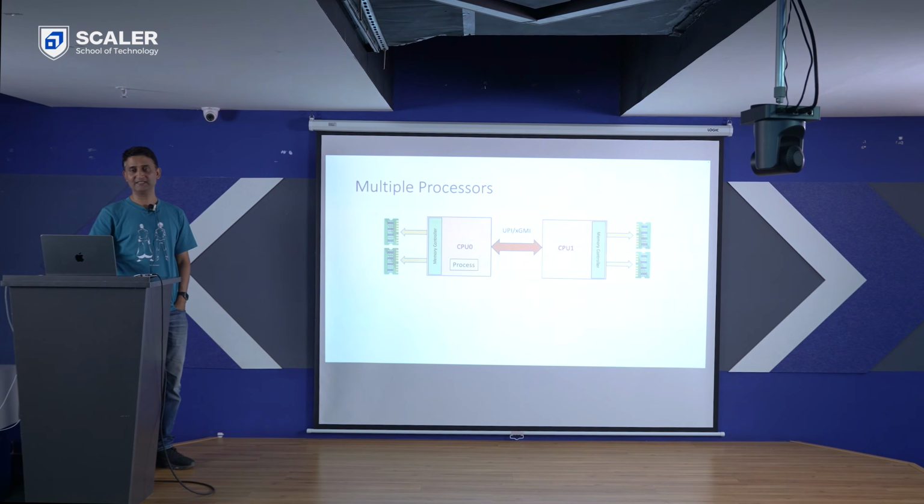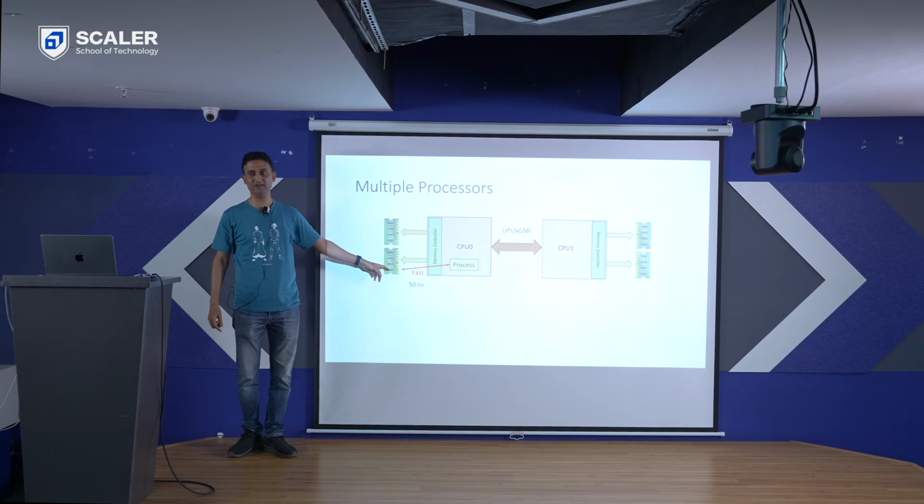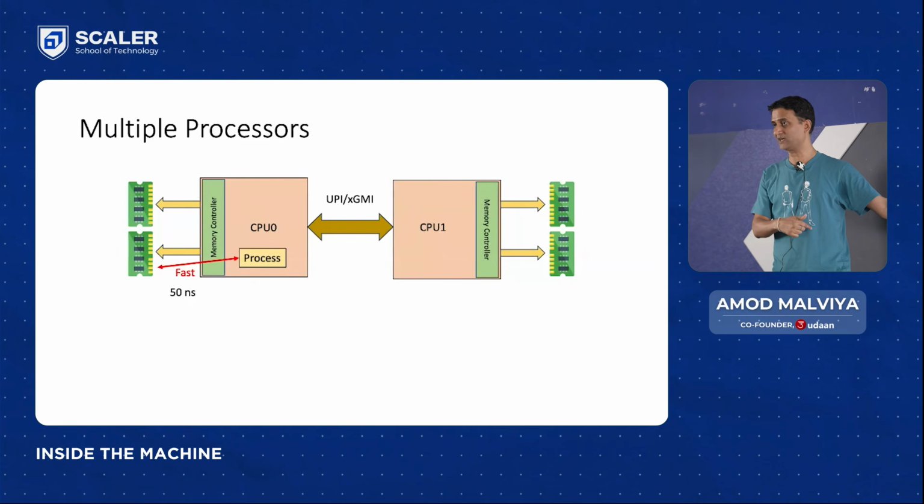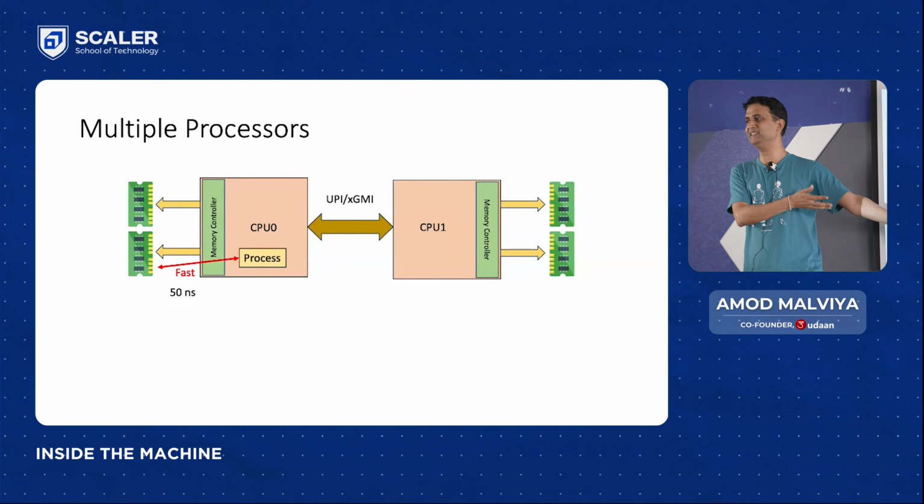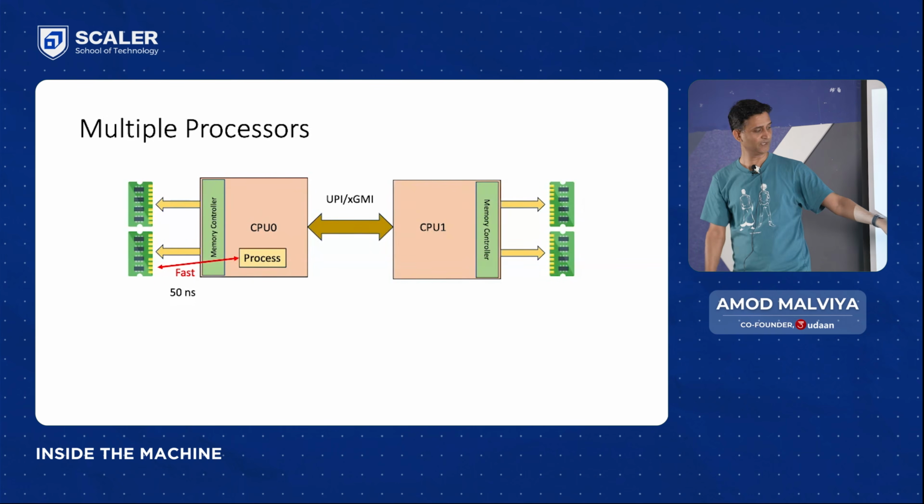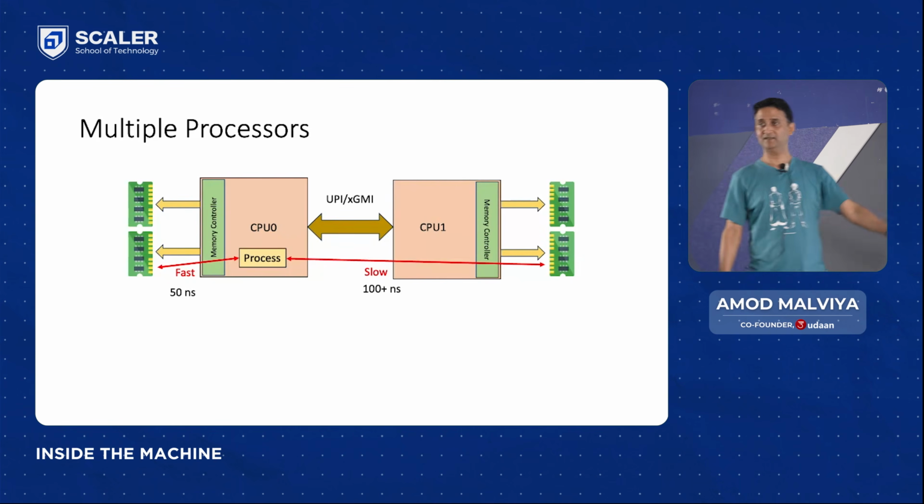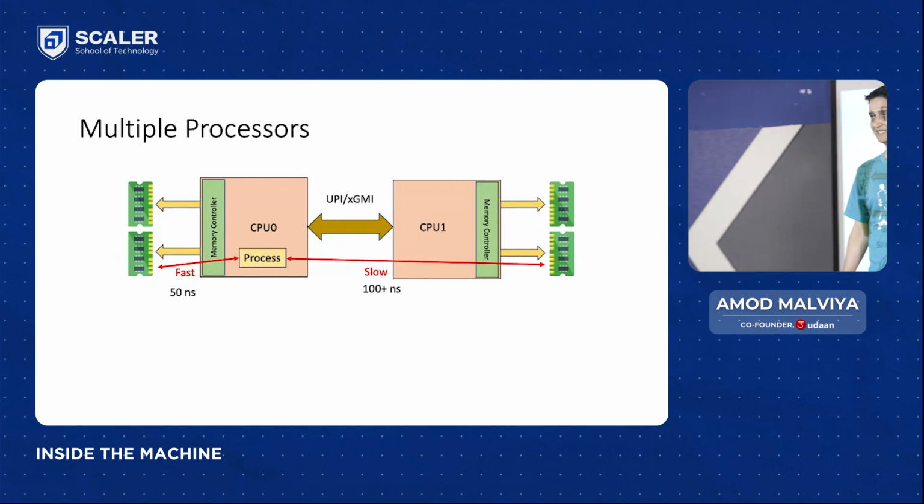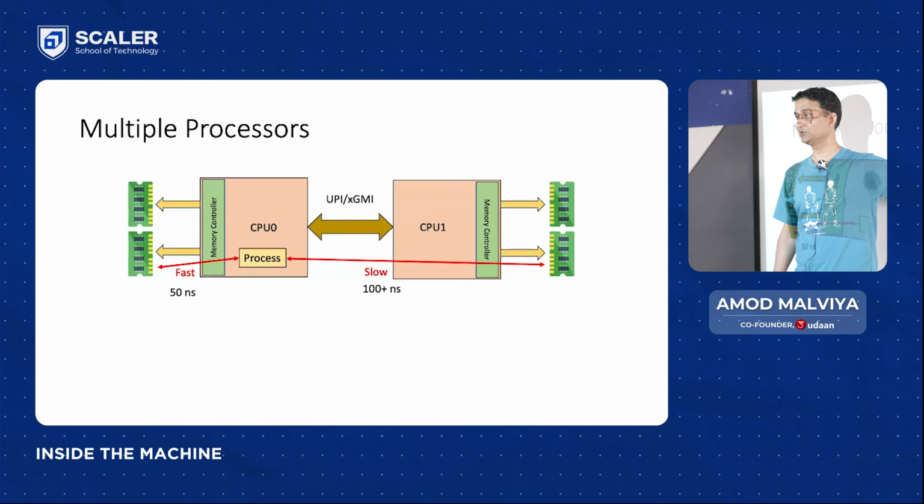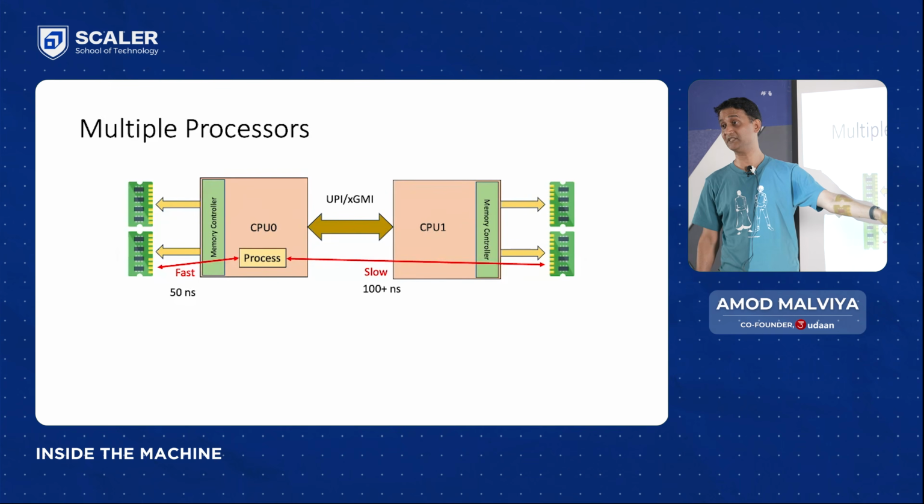The more important thing is that when a process running on CPU 0 accesses local memory, it's going to be fast. Through throughput hiding latency, it will come down to about 15 nanoseconds. It's this fast. But if for any reason it ends up accessing the memory on the other CPU, it's going to be slow, 100 plus nanoseconds.